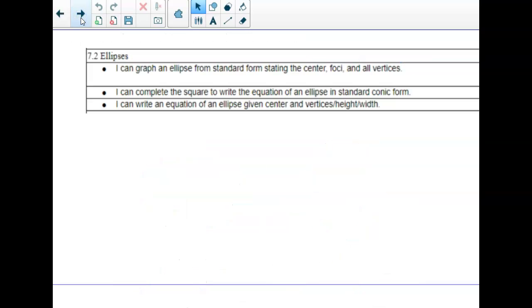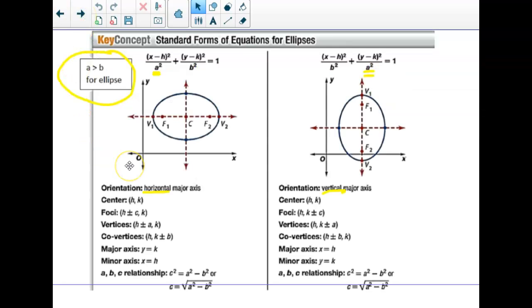On today, our learning targets are to be able to graph, find the center, foci, and all vertices, both the vertices and the co-vertices. And then we're going to complete the square, and we're also going to be able to eventually write the equations, and some of those are going to be in a separate video. All right. Everybody have their blue sheet out?